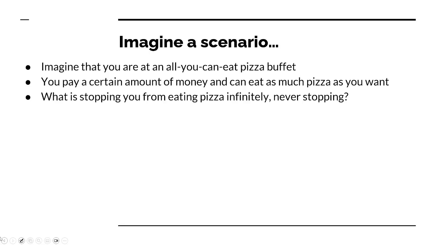So, as we begin talking about marginal benefits and marginal costs, I want you to imagine a scenario where you are at an all you can eat pizza buffet, like CC's or Stevie B's or something like that. Or it doesn't have to be pizza. You can imagine that you're at Golden Corral eating anything. And when you go to an all you can eat buffet, you pay a certain amount of money basically at the door, and that amount of money allows you to eat as much pizza as you want.